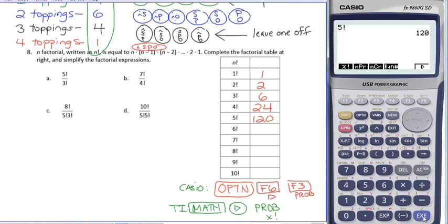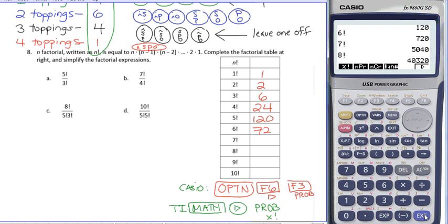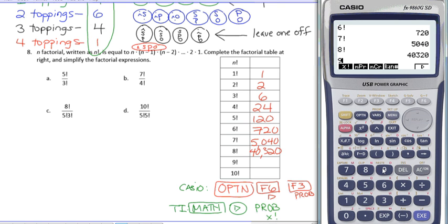Okay, so 6 factorial is 720, 7 factorial is 5,040, 8 factorial is 40,320. You can see these are starting to get big real quick. Let me fill some of them in before they go off the screen. 720, 5,040, 40,320, 9 factorial, and 10 factorial.